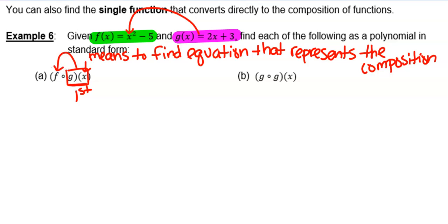Okay, so what does that look like? It's going to be x squared. Well, that's where we're going to insert it. So it's going to be something squared minus 5. That g function that's in pink gets put into there.